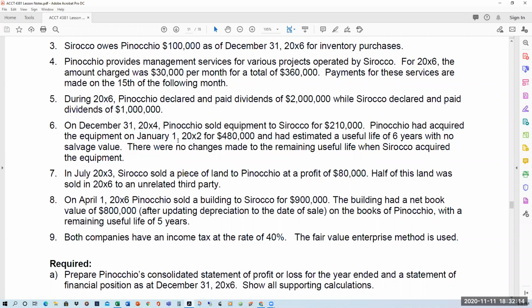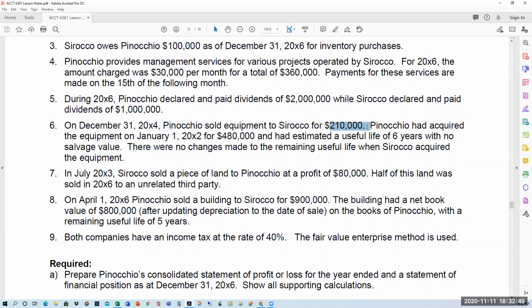Pinocchio had purchased the equipment on Jan 1st of 2002. So from Jan 1st, 2002 to the date of sale, December 31st, 2004, we're looking at 3 years. So 80,000 times 3, the accumulated depreciation on the equipment is 240,000. Cost of 480 minus the accumulated depreciation of 240 will leave us with a net book value of the equipment of 240,000. The sale price is 210,000.